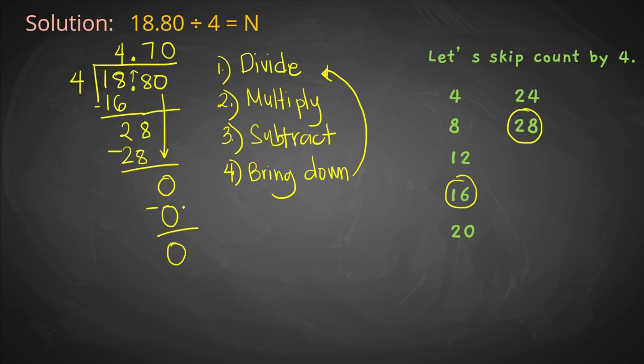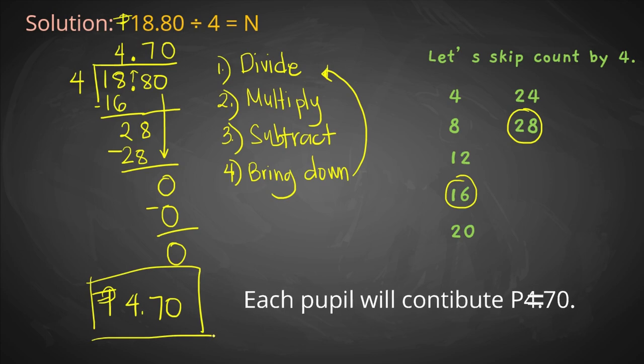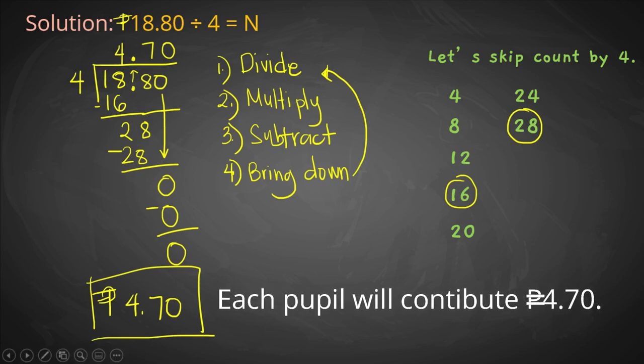Tapos na tayong mag-divide. So, ang sagot sa 18 pesos and 80 centavos divided by 4 ay 4 pesos and 70 centavos. So, ang bawat bata, so each of the pupils will pay 4 pesos and 70 centavos. Ang bawat pupil ay magbabayad ng 4 pesos and 70 centavos.